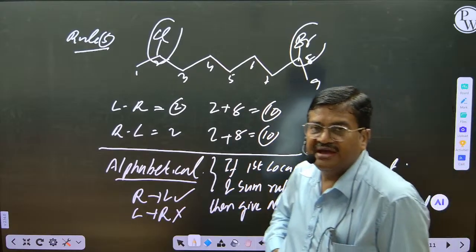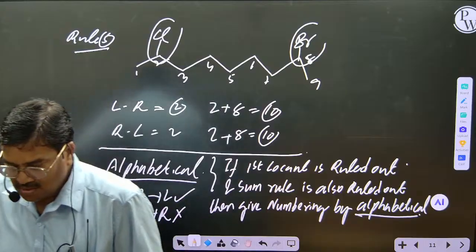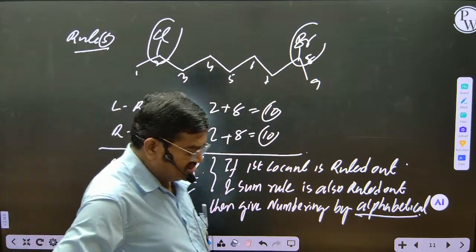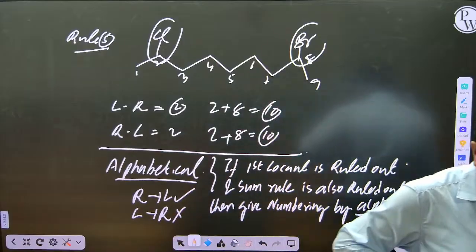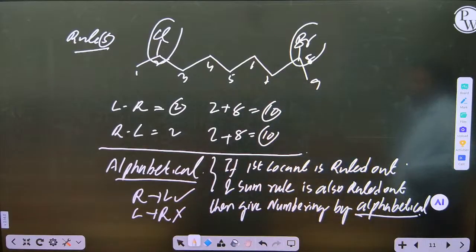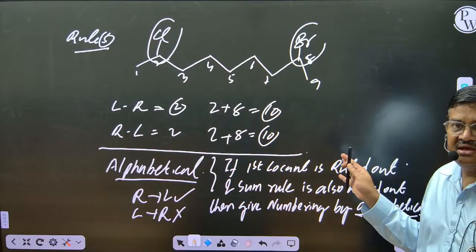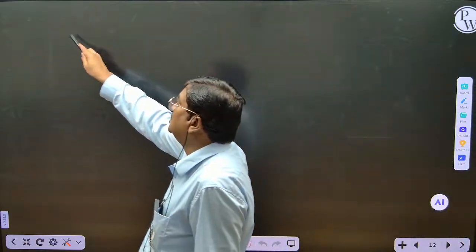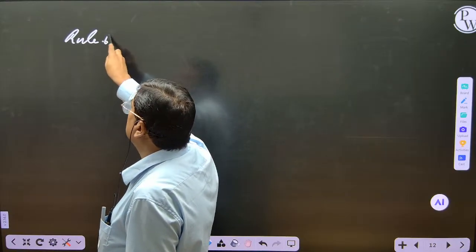Understood? This is rule 5. Clear, students? Now write rule 6. Understood, students? Rule 5. Till now, how many rules? Rule 5, right? Rule 6, right? Now observe rule 6.